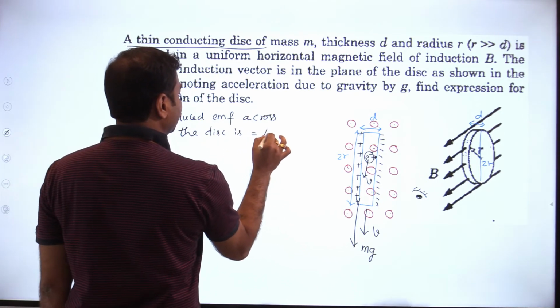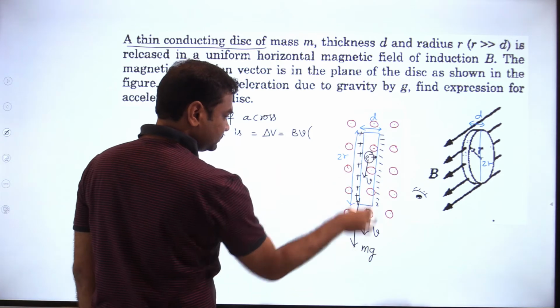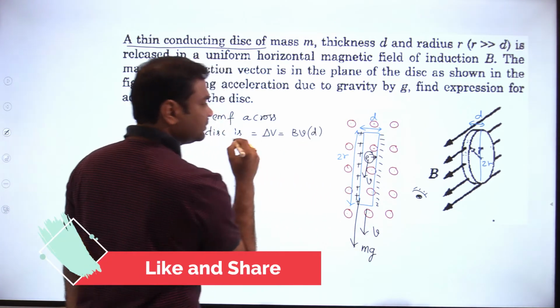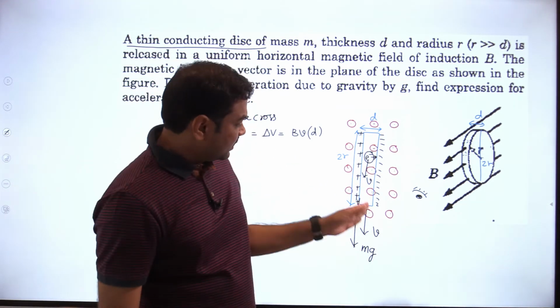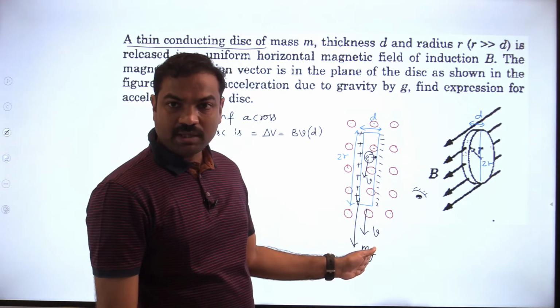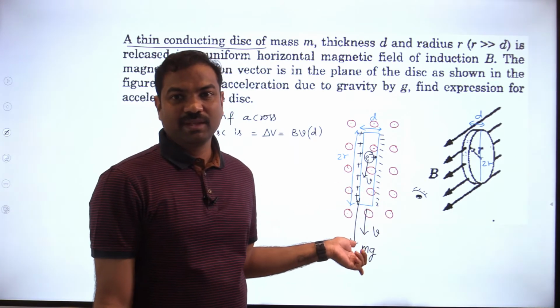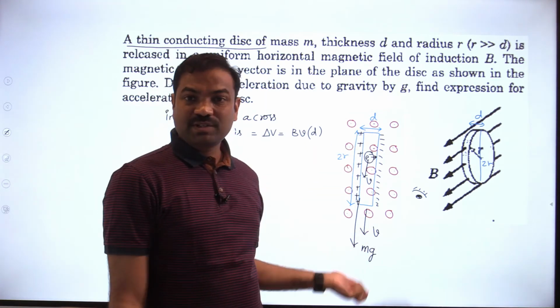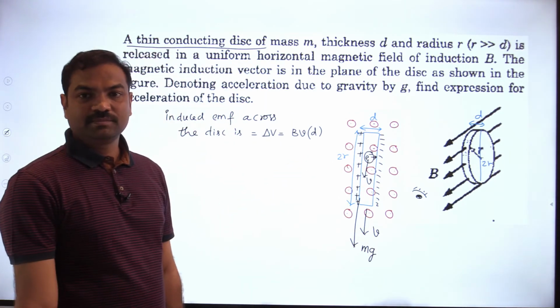what can I write down? Let us say delta V, which is equal to B V into the length across which the charges are accumulated, B V d. Actually B V L, no? The magnetic field and velocity are perpendicular to each other. The thickness is perpendicular to the velocity, or else the length across which charges are accumulated. So I can write down B V d.